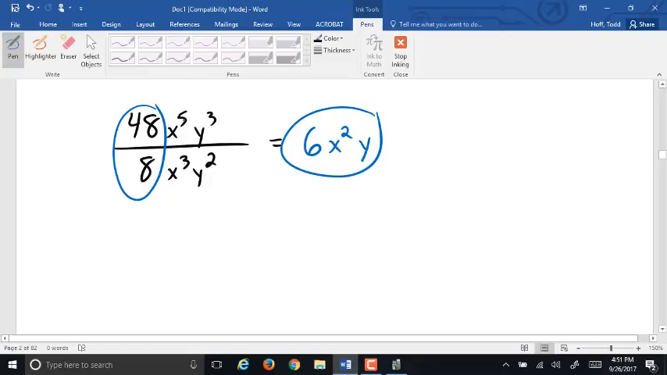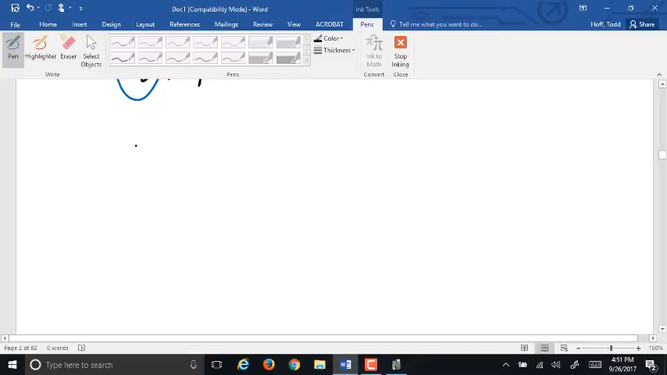Now is where I said I was going to make it a little more complicated. We saw earlier when we had something like this.